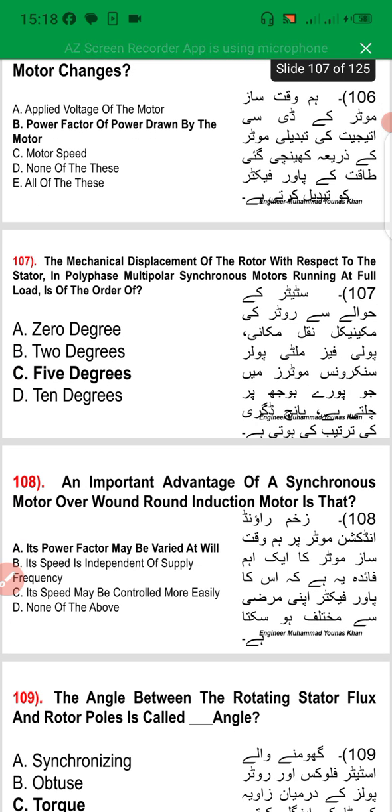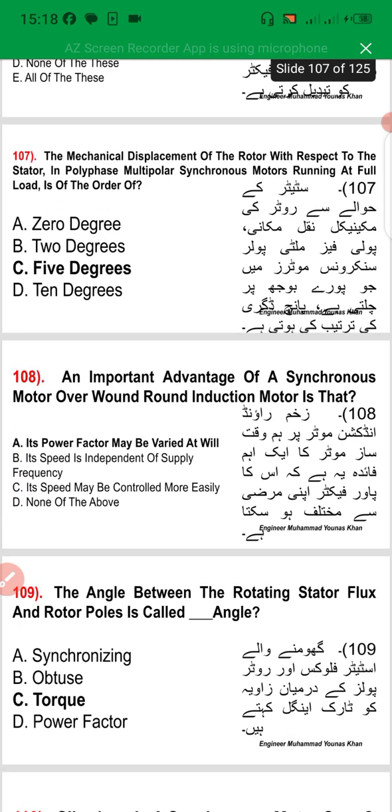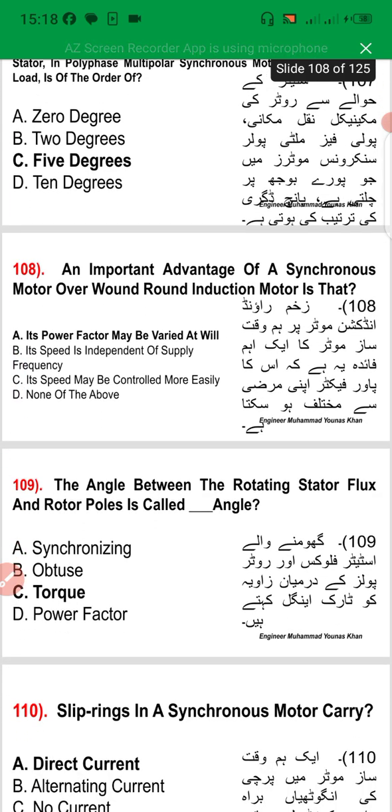The mechanical displacement of the rotor with respect to the stator in polyphase multipolar synchronous motor running at full load is of the order of 5 degrees. An important advantage of a synchronous motor over a squirrel cage induction motor is that its power factor may be varied at will.